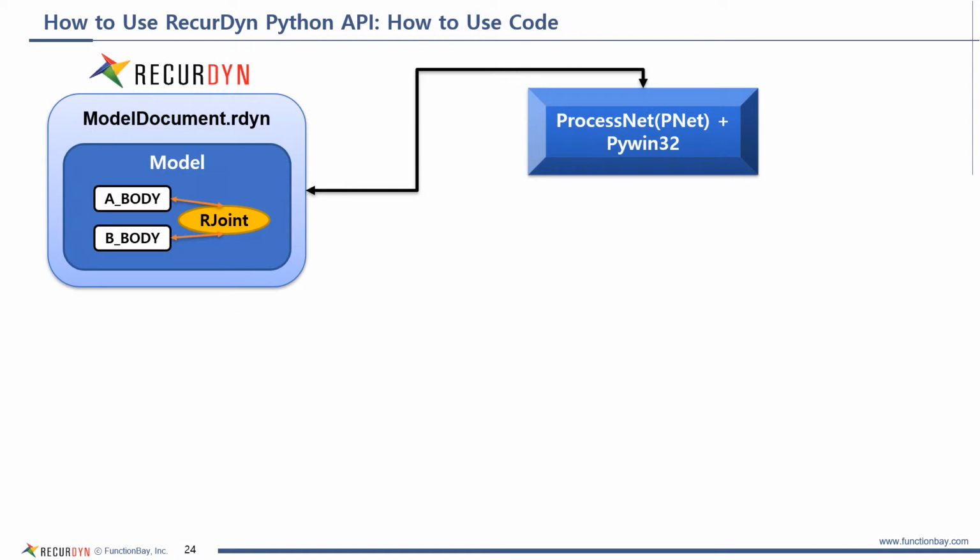You are now ready to use RecurDyn with Python. The relation between Python API, ProcessNet, and RecurDyn is as follows. In RecurDyn, an RDYM file and its database have a vertical connection with various elements such as model document, model, body, and joint. The relation can be manipulated with the ProcessNet.